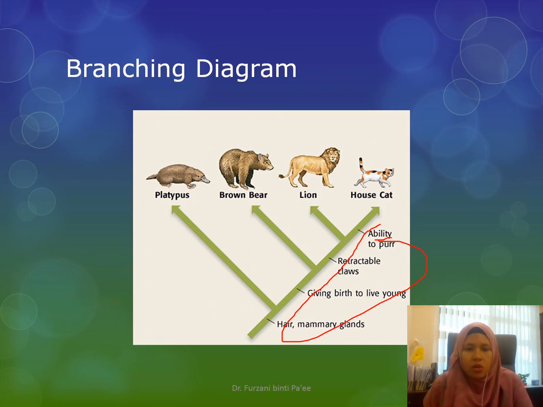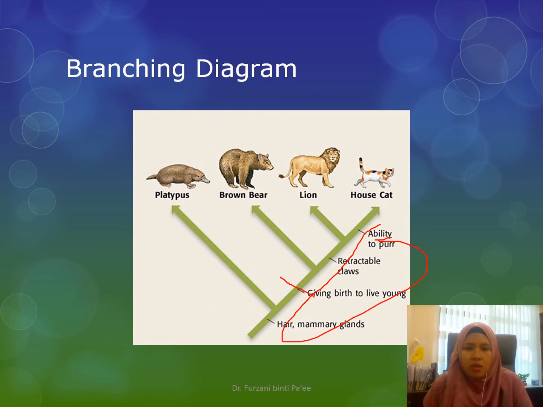In this case, the animals: all animals that have hair and mammary glands will be considered in this group. So platypus, brown bear, lion, and house cat have hair and mammary glands. And then starting from here, it must be all hair, mammary glands, and also giving birth to live young.